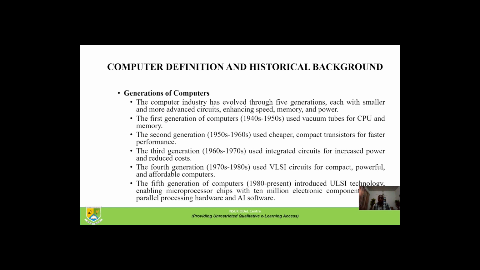And then in the fourth generation, around the 1970s to 1980s, we saw an increase in the number of transistors, in terms of very large scale integration circuits, for compact, powerful and affordable computers. And then the fifth generation, between 1980 and what we have today, saw the introduction of ultra large scale integration technology, thereby enabling microprocessor chips with 10 million electronic components or more, and also using parallel processing architectures and AI capabilities.